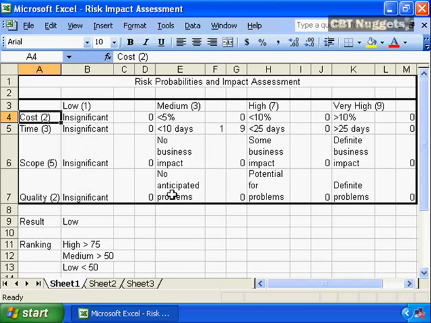So if we look at the medium column, for example, we're seeing if the cost impact of this risk is less than 5%, we will rank it a medium. If the time impact is less than 10 days, also ranked a medium. If there is no significant scope impact, it's going to be a medium. And if we have no anticipated problems related to quality, it's going to be a medium.